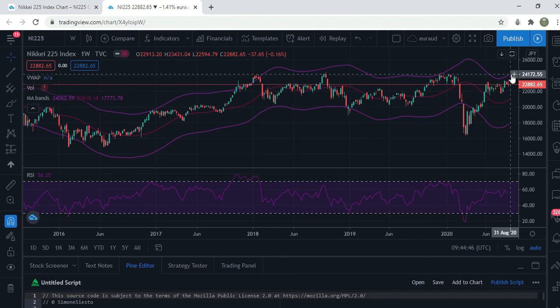Okay, now a different scenario. If the asset moves in a range, then we should be buying once the RSI moves into the oversold area, and we should be selling once the RSI moves into the overbought area.